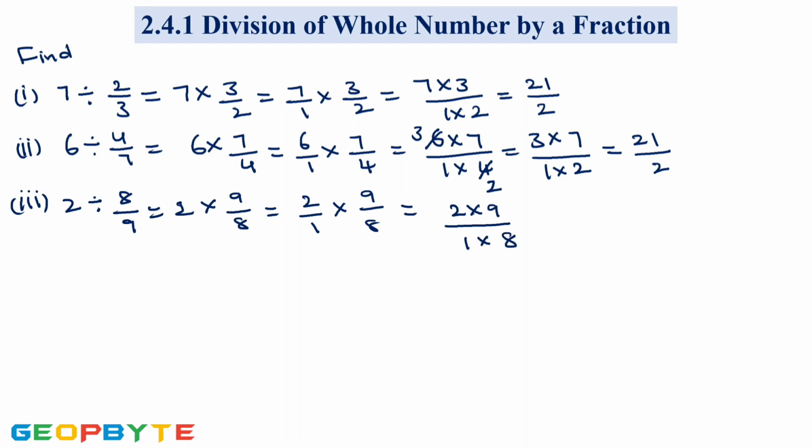into 8, which is equal to, now 2 ones are 2, 2 fours are 8, which is equal to 1 into 9 by 1 into 4, which is equal to 1 nine is 9 by 1 four is 4. So 9 by 4. The result of 2 divided by 8 by 9 is 9 by 4.